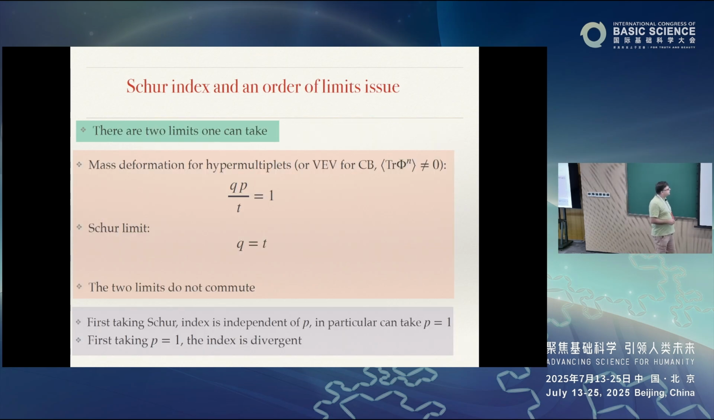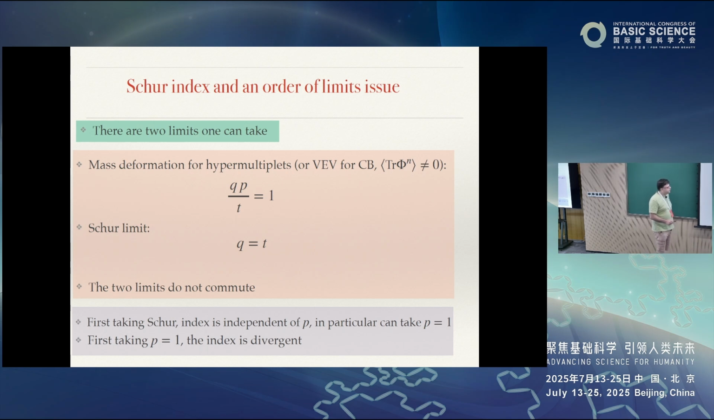So the order of limits is extremely simple. To take the mass deformation, we set QP over T equal to 1. This is consistent both with giving a mass to Q and Q tilde, and actually, if we are in a gauge theory, this is also consistent with giving a vacuum expectation value to the Coulomb branch operator. I mentioned that the weight of the Coulomb branch operator in the index is QP over T to the power n. Okay? So if we set this equal to 1, this is consistent with going on the Coulomb branch or just giving masses to all the operators.